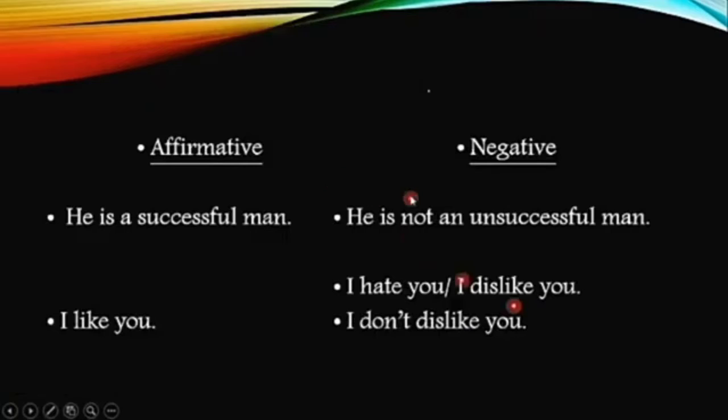My dear students, please remember this is the easiest way to change an affirmative sentence to a negative one. What is that? We just have to use the opposite of the given adjective in the affirmative sentence. For example, he is a successful man. What is the opposite of successful? Unsuccessful. So we are going to use unsuccessful.